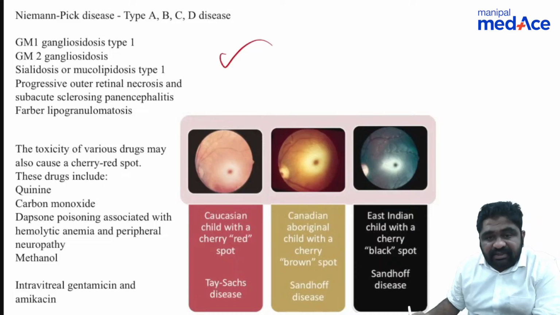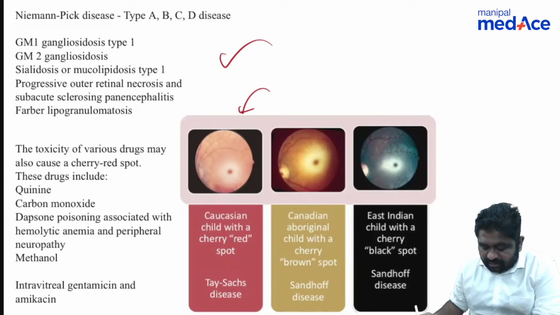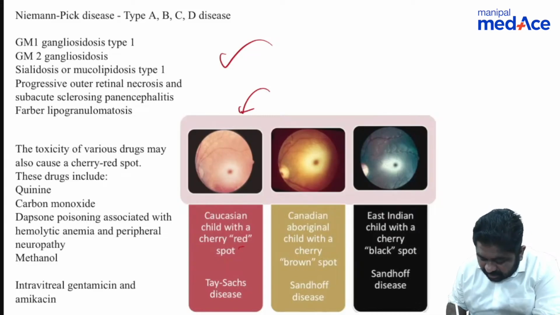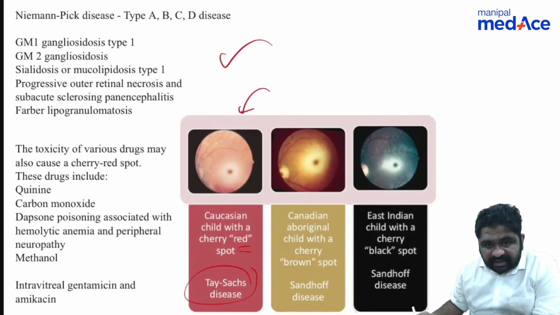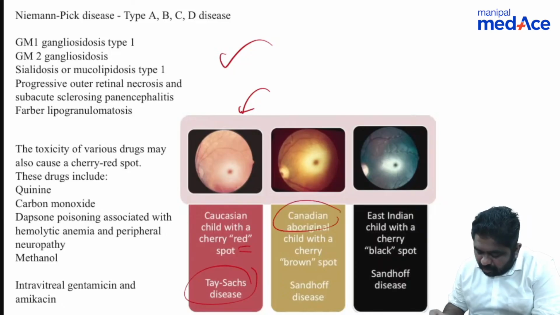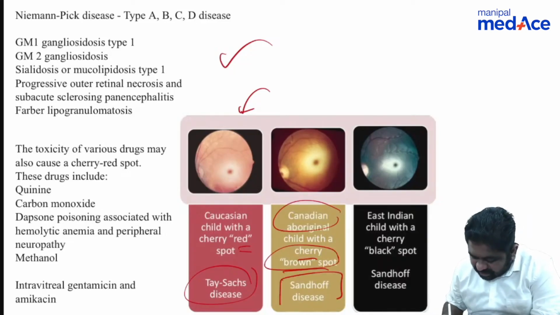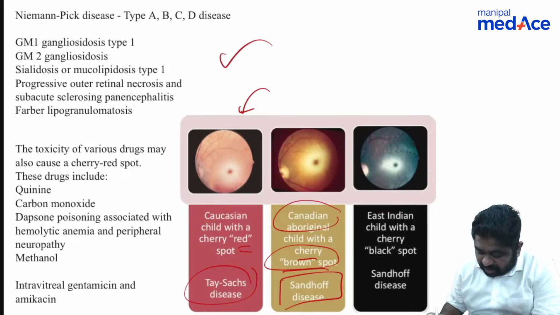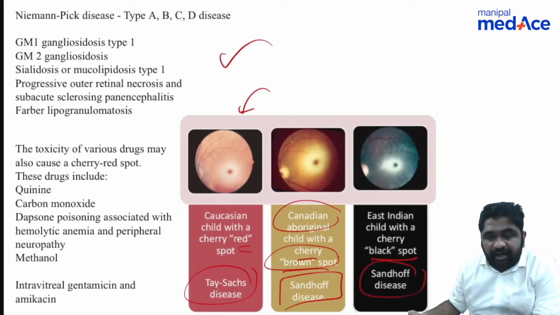These are also the other diseases where you can get cherry red spot. Now, if the patient is Caucasian and he has cherry red spot, think of Tay-Sachs disease. If he is Canadian aborigine with cherry brown red spot, it is Sandhoff disease. If he is an East Indian with a black spot, it can be Sandhoff disease.